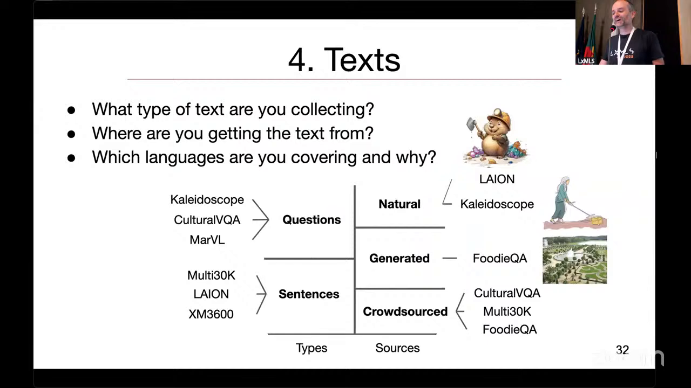Speaking of language, when you're working with vision language datasets, there's always a notion of what type of text do you have. Is it questions that you have in your text? So Kaleidoscope has questions, Marvel has questions. Or are they sentences like in Lion or XM3600 or Multi30K? And then there's also a question of what types of languages are these? Are they natural? Are they produced for something that has nothing to do with your task? Are they programmatically generated? We were able to do this in 3DQA because we had spent a lot of time defining a taxonomy. Or are these crowdsourced by people that you pay?